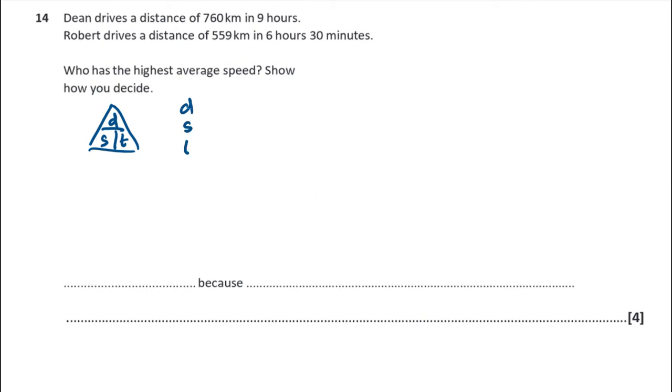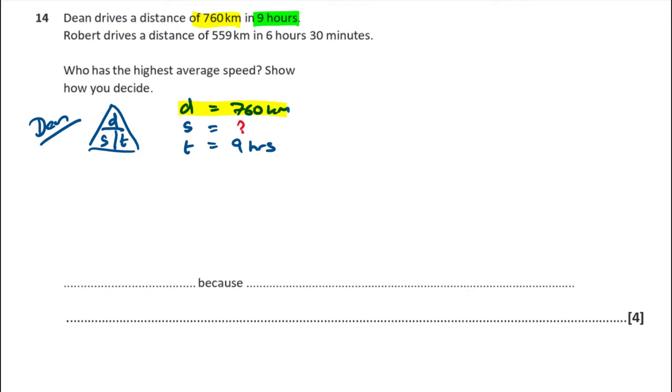So what have we been given and what do we want to find here? So let's do Dean first. So Dean drives a distance of 760 kilometers, isn't he? It's there. So D is 760, and we've been given a time of 9 hours. So this is equal to 9 hours. Okay. So we want speed then, don't we? That's the thing that we're trying to find. That's the thing we don't know.